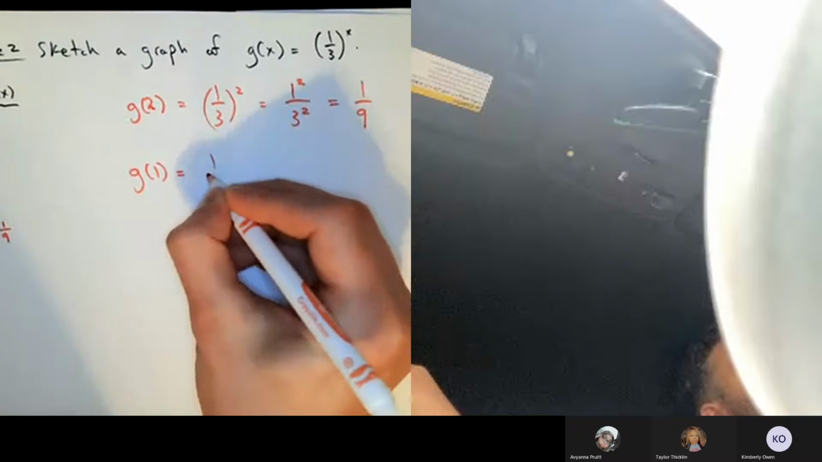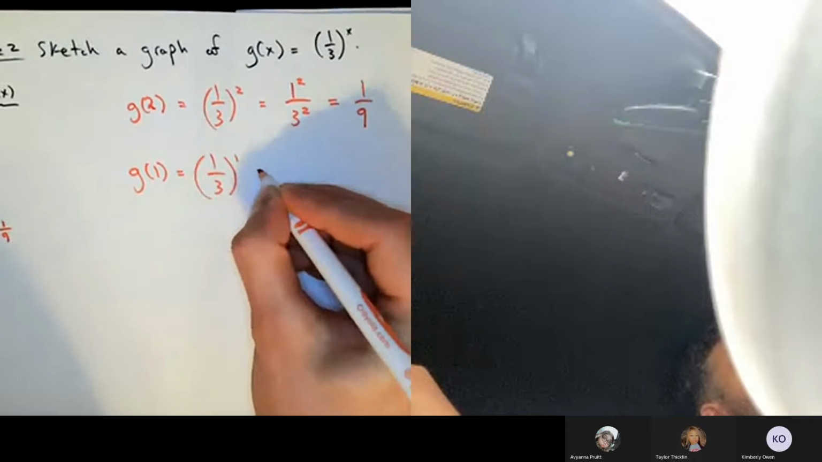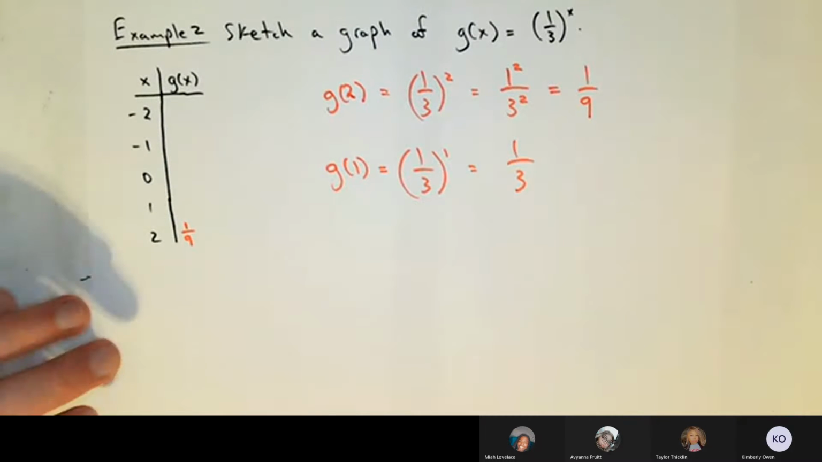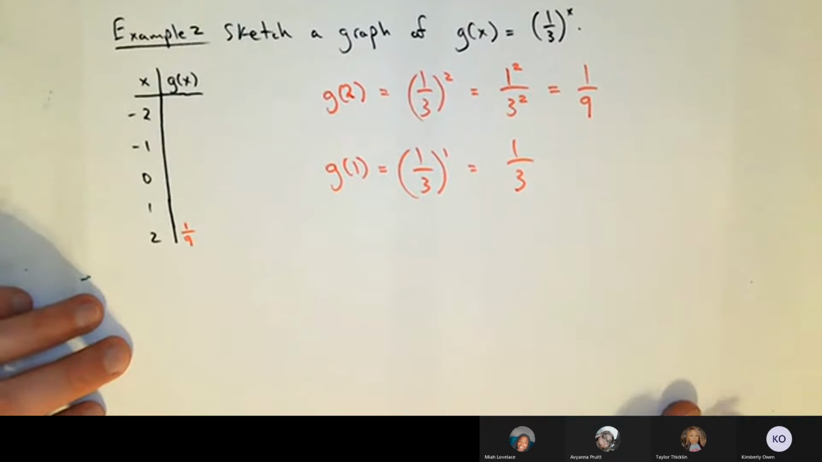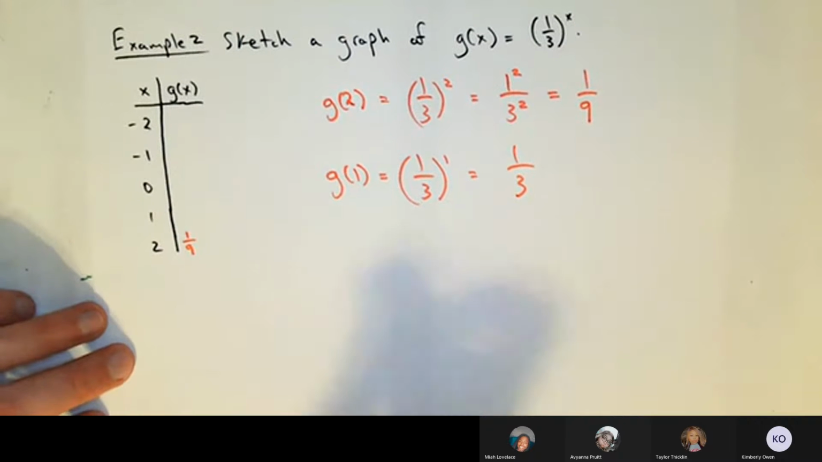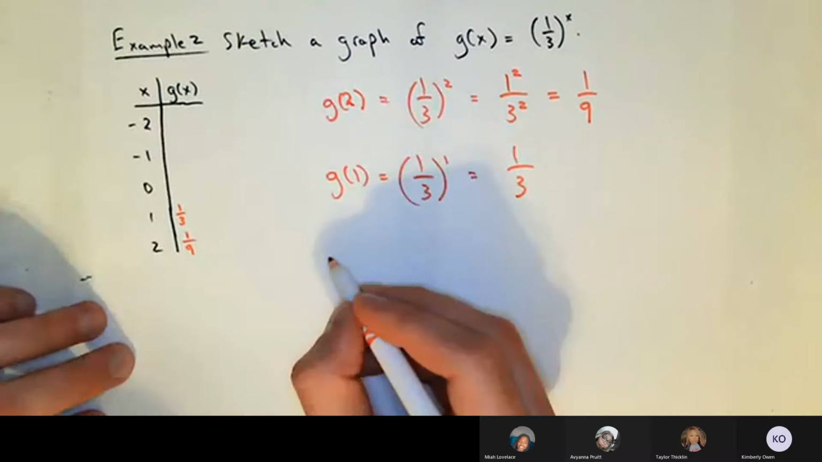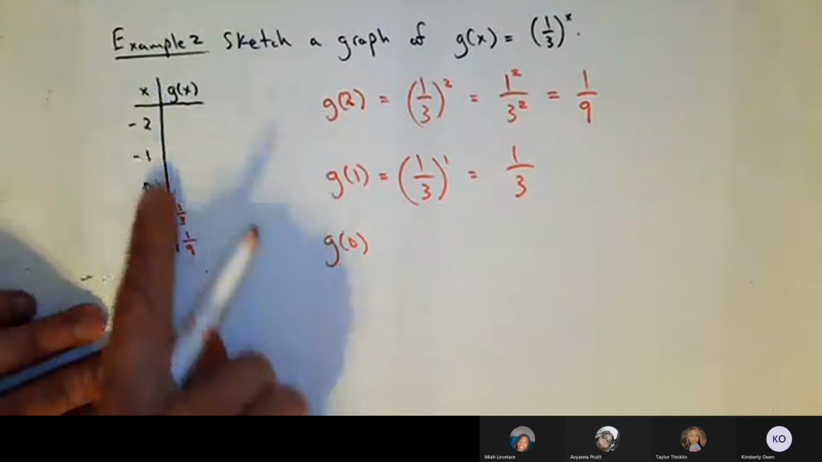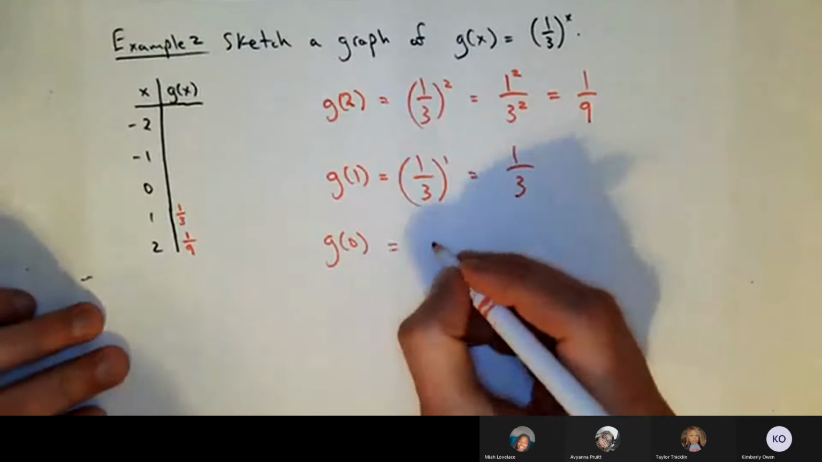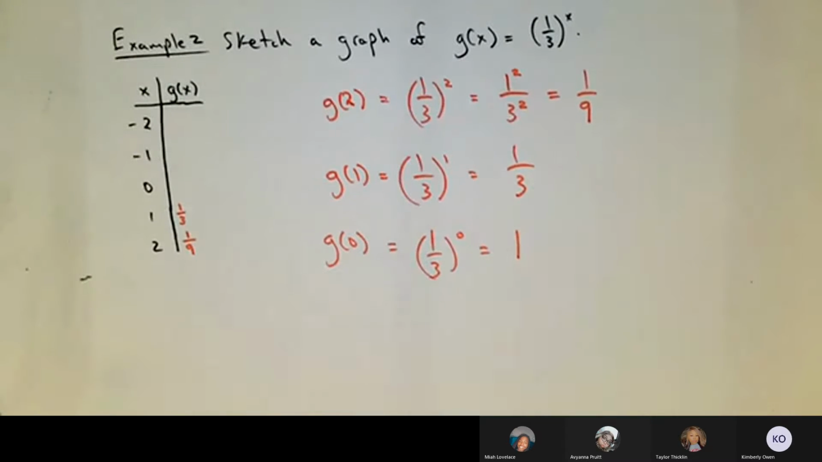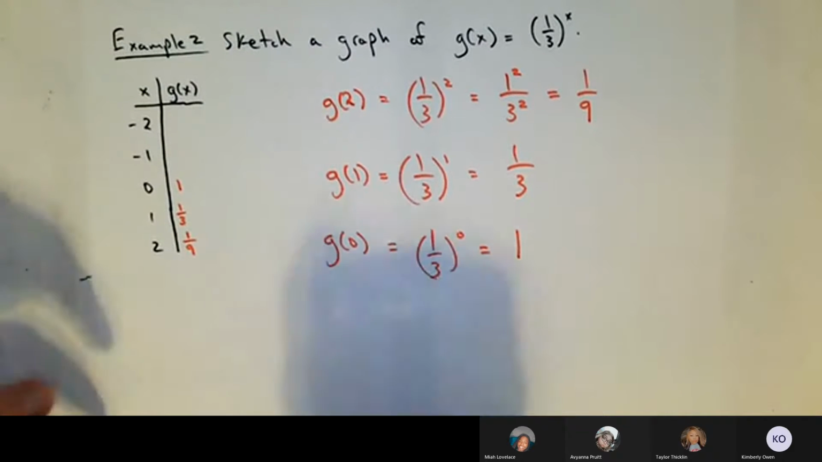G of 1 is equal to 1 over 3 to the first power, but that's just going to be 1 over 3, right? So this one here is 1 over 3. Now, g of 0, so I'm working my way up the table of values here. G of 0 is 1 over 3 raised to the 0, but we already know by definition that that should be 1 because anything raised to the 0 is 1. So that gives me my first whole number, 1.